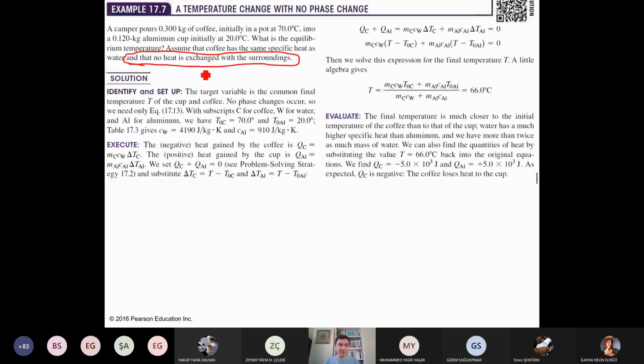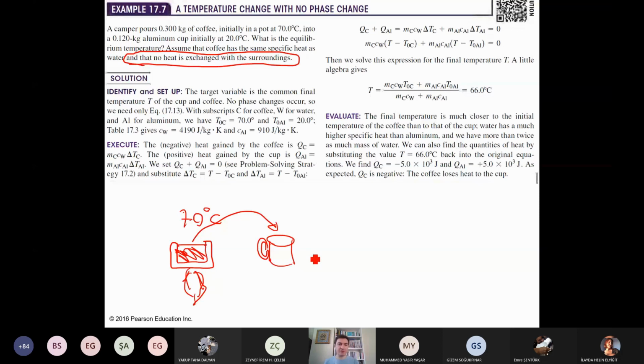So here, let's say there is a pot and there is coffee in it, okay? It is hot and the temperature is 70 degrees Celsius. And here you have a cup, okay? And you will put this coffee into this cup, and this cup has an initial temperature of 20 degrees Celsius. So the question is, what is the equilibrium temperature?